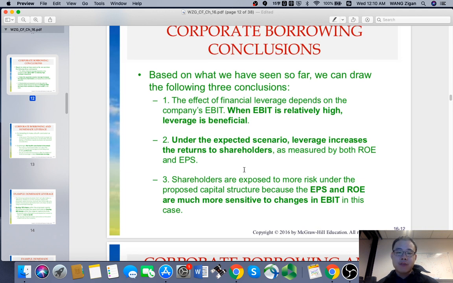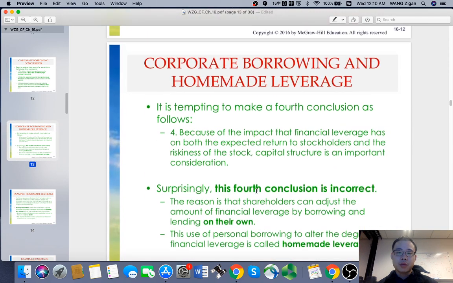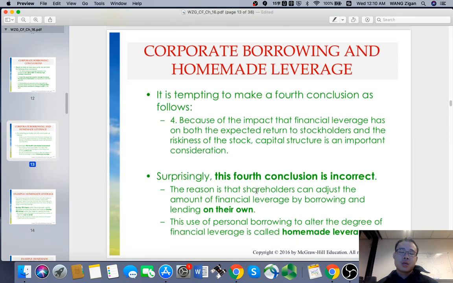When you have more debt under the proposed capital structure, of course, the shareholders are exposed to more risk. So there is a tendency to make you reach another conclusion: because financial leverage affects both the expected return to shareholders and the riskiness of the stocks, capital structure is an important consideration.